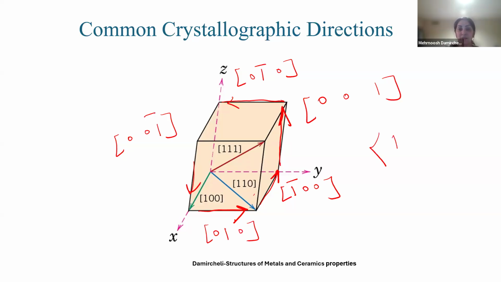So all of them belong to one family. What is that family? 1, 0, 0. Okay. If I can change the color here, I show all of 1, 1, 0. What are the other directions in that family? It is another in the family of 1, 1, 0, meaning the diagonals of the surfaces.